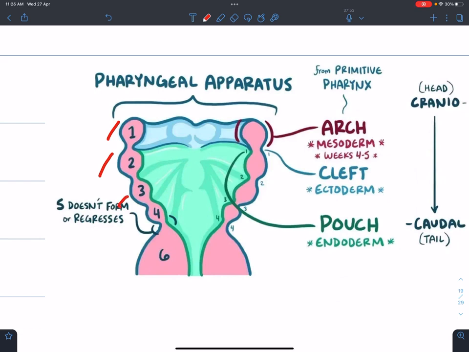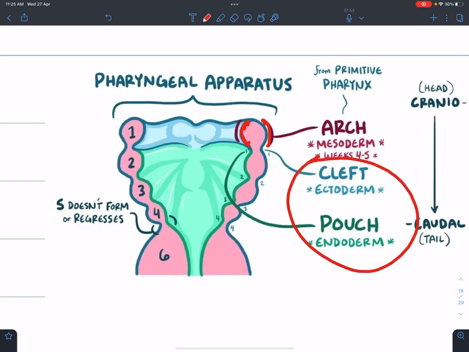You see, the pharyngeal apparatus has endoderm right here, which is going to give you the pharyngeal pouch. Mesoderm is going to give you the arch, and the ectoderm will give you the cleft. So the pouch is endodermal in origin, and the cleft is ectoderm. We will focus only on the first pharyngeal pouch and the first cleft, which is this one, okay?